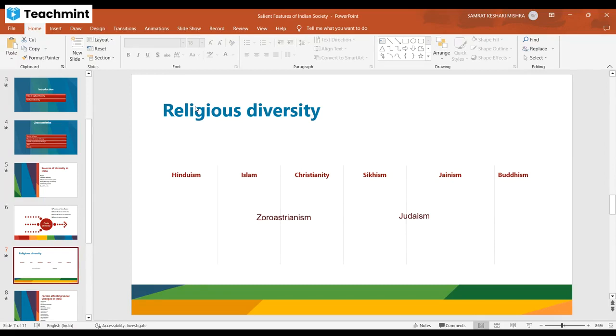They believe in the 5 Ks: uncut hair, a comb, a steel wrist guard, a sword, and breeches.